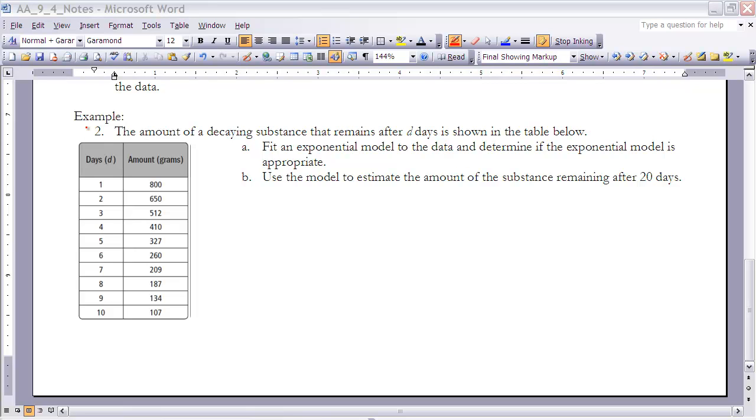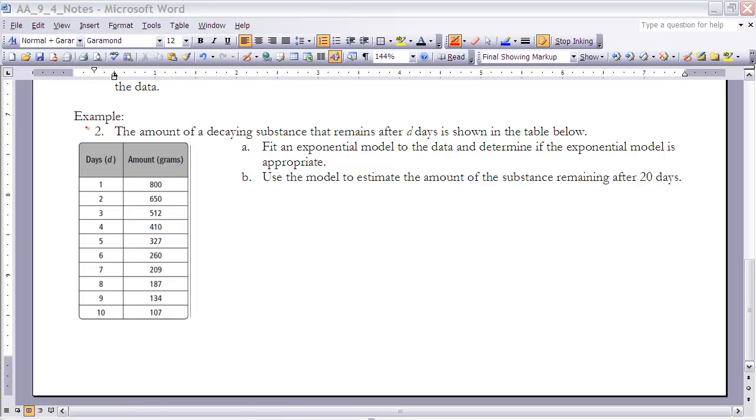It says the amount of decaying substance that remains after d days is shown in the table below. Find an exponential model to the data and determine if the exponential model is appropriate. And then once we have that model, use the model to estimate the amount of substance remaining after 20 days. Okay? So let's go ahead and do that.